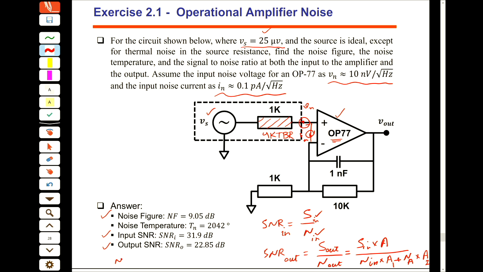And noise figure is easy. Actually, F is SNR in divided by SNR out. Okay? And then the noise figure is the dB of this. Clear? And then the noise temperature, I will tell you that it's fine. Okay.